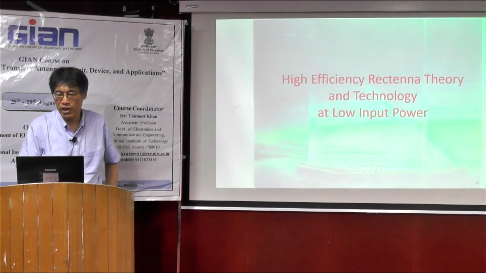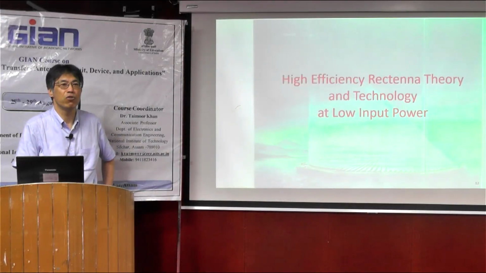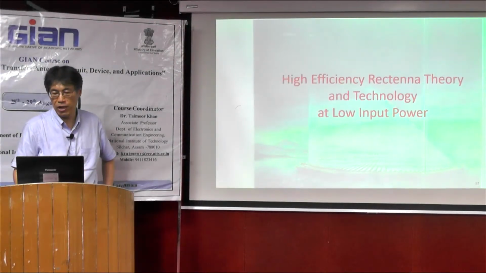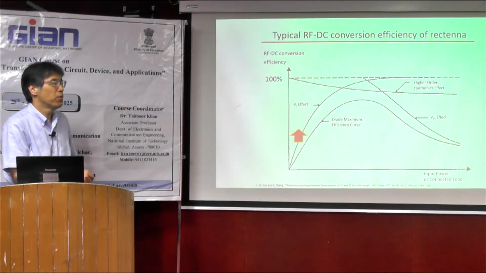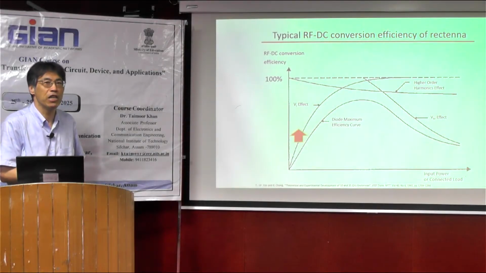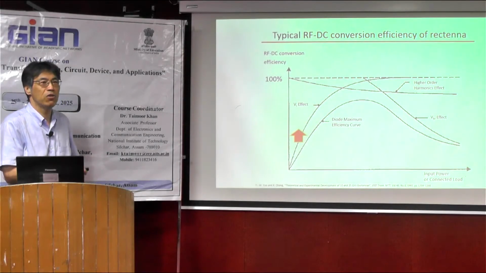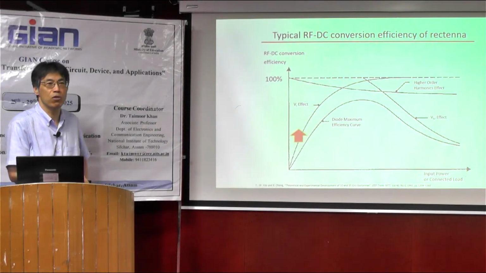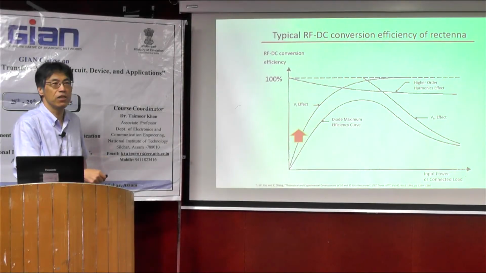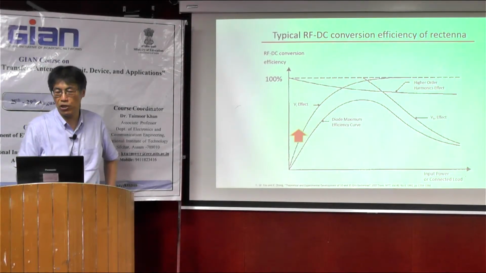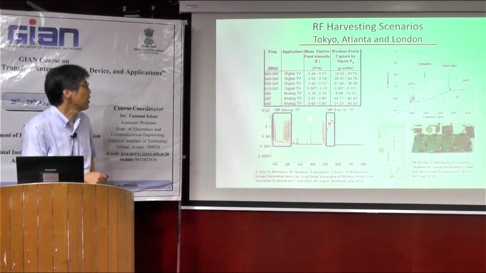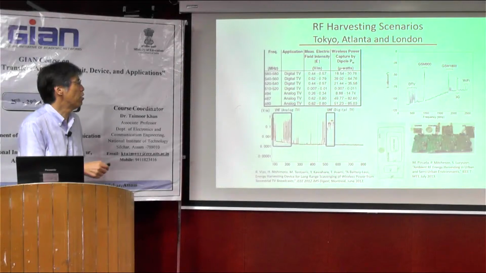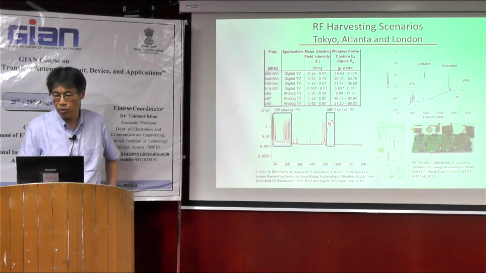So from here, I'd like to introduce the technology of how to increase efficiency at low input power. Here, if input power is very small, tiny, and input voltage is not enough to overcome the junction voltage of the diode, how do we increase the efficiency? This is a technology. This is the same data. So from this 100 microwatt area, we have to gather the radio waves.